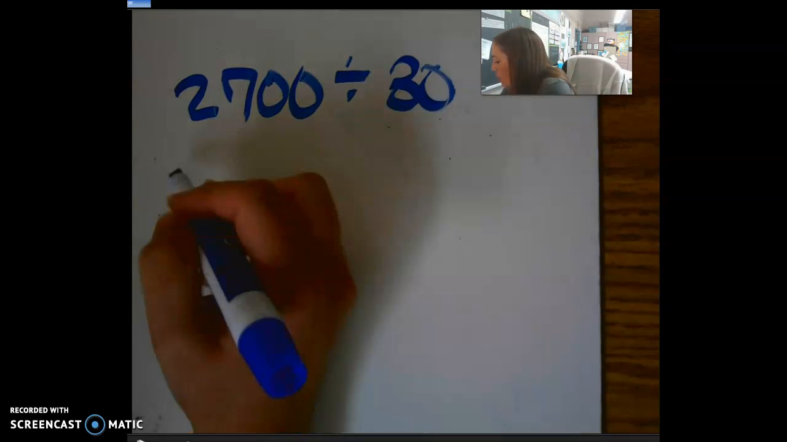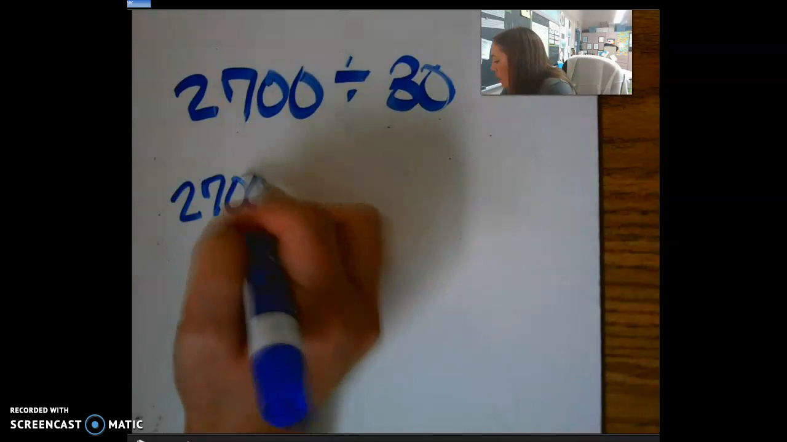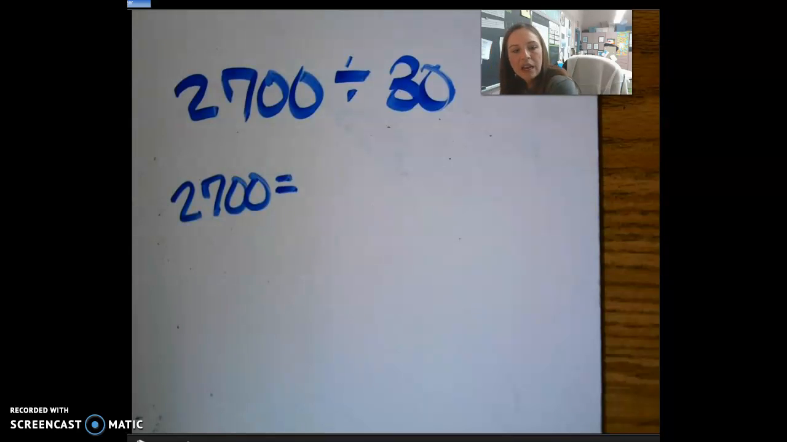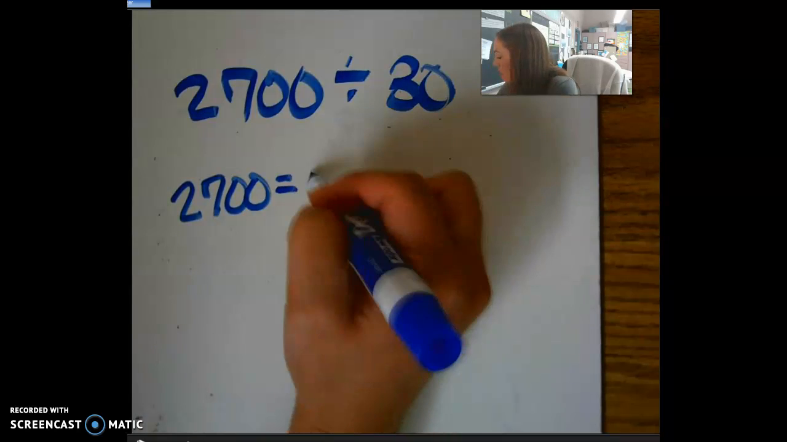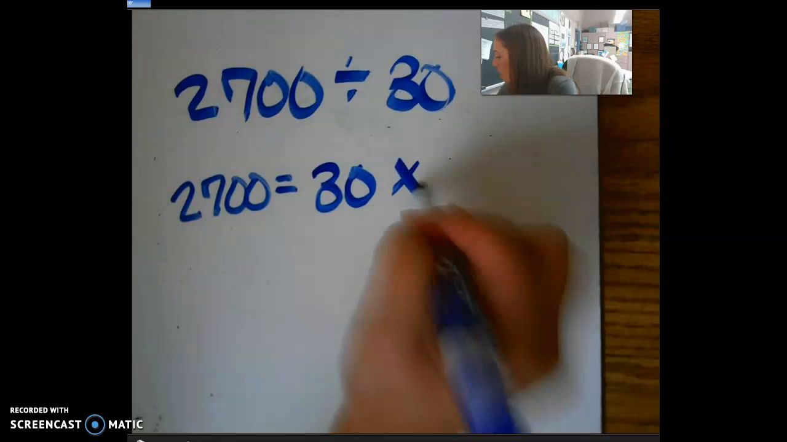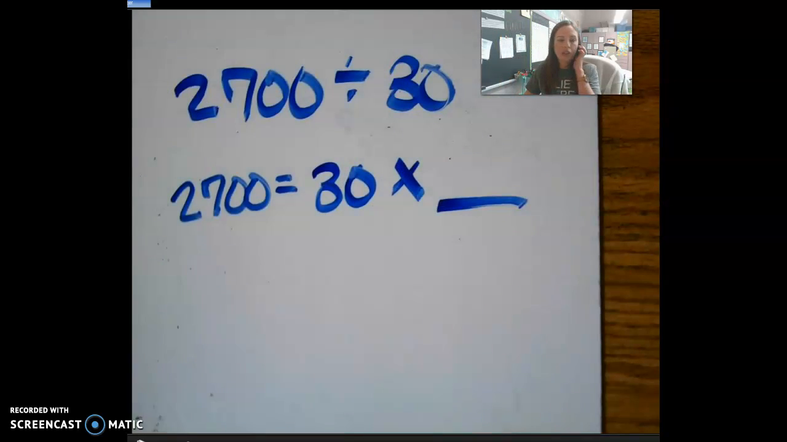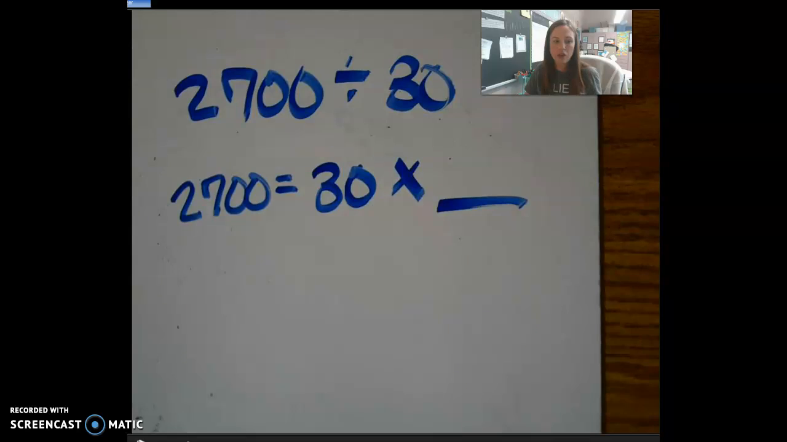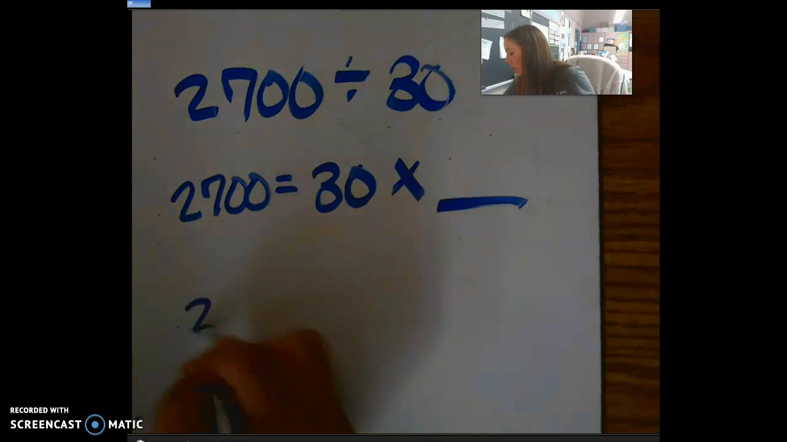When we do that, we know that our answer is going to be 2,700. We have to find the number that we could multiply by 30 to get 2,700. Well, one way I can do that is by just taking away the zeros and making it a little simpler first.